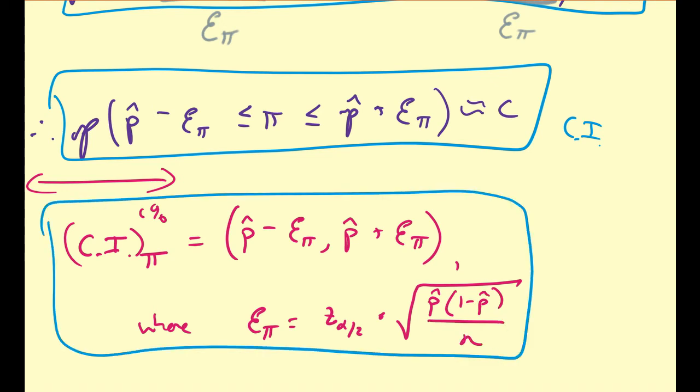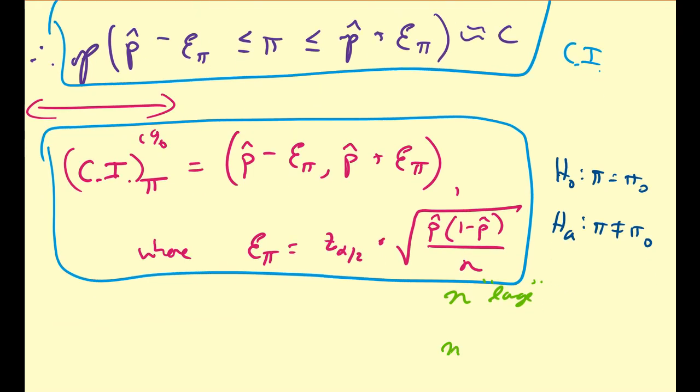And keep in mind, this is a two-sided interval, so you're going to be associating this with the null hypothesis that pi is equal to something, with the two-sided alternative that pi does not equal something. And keep in mind, all these calculations are based on the fact that n must be large, and some people require that n p hat be greater than or equal to 10, and n(1 minus p hat) also greater than or equal to 10. Some people impose more restrictions, but nonetheless, n has to be sufficiently large.